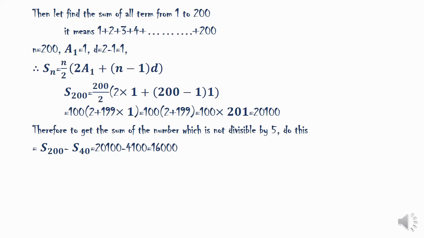Hapa lazima uelewe kwamba ili upate the sum of the numbers which are not divisible by 5, lazima uchukue the sum ya those which are divisible by 5 and the all terms, and you get the remaining part. I mean that the remaining part will be for the numbers which are not divisible by 5. Alright, mfano nikupe mfano mmoja.